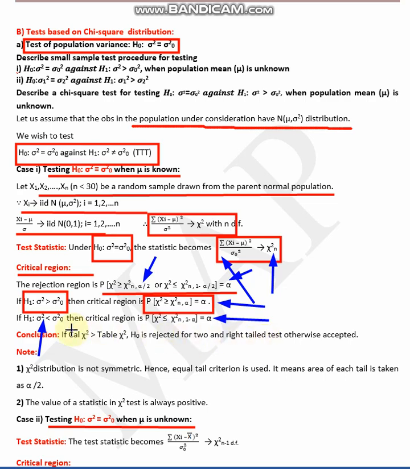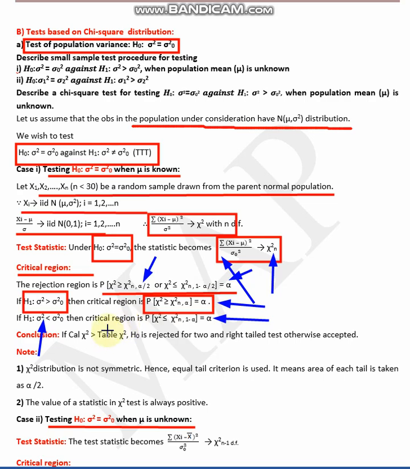And if calculated chi-square is less than table chi-square, and my alternative hypothesis is sigma square less than sigma naught square, then we have to accept the null hypothesis, otherwise reject it. So the rejection region for the two-tailed test is chi-square greater than chi-square n, alpha by 2, or chi-square less than or equal to chi-square n, 1 minus alpha by 2. Otherwise we can accept it.